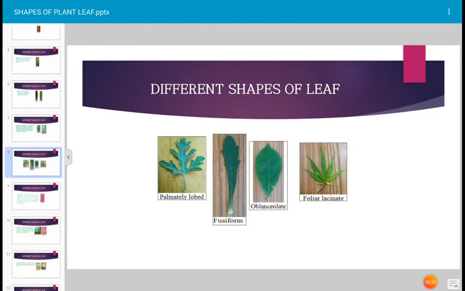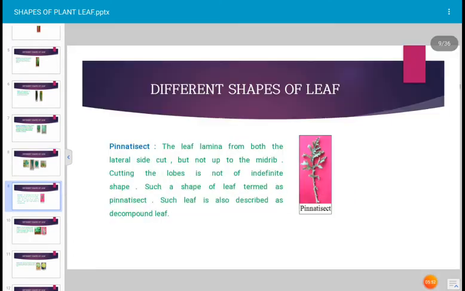And foliar laciniate, figure number 4. These are the lobes of the leaf. They are finger like, pointed, and originate from the same point. Such leaf shape is described as foliar laciniate leaf.